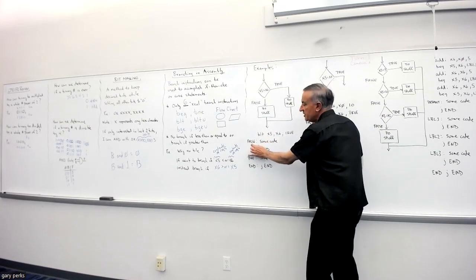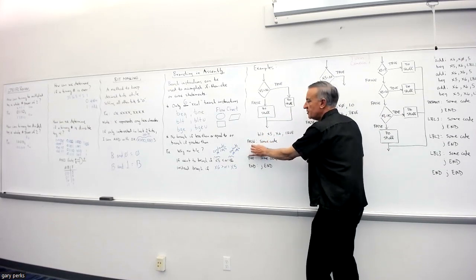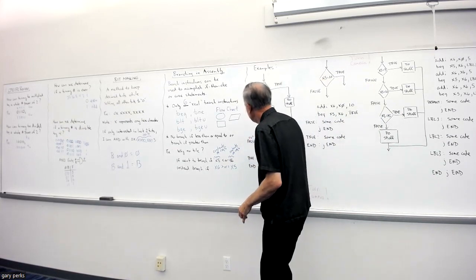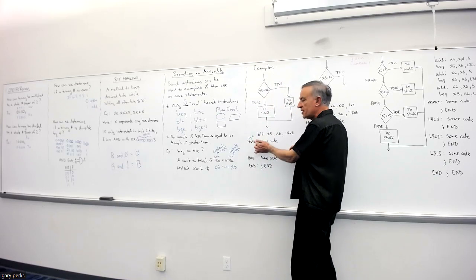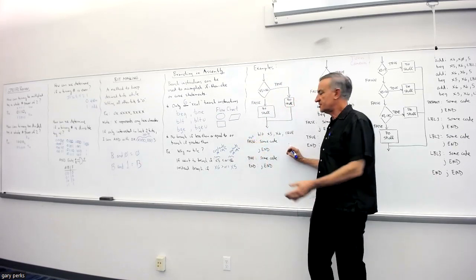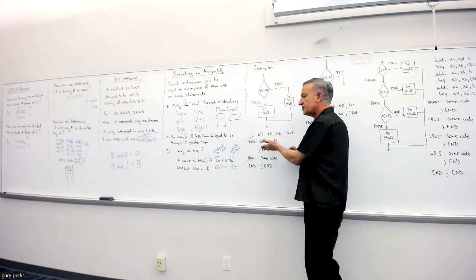Now notice I put a label here, a false label. That false label is optional. It's going to fall through whether that false label is there or not. But it's good to have it just for readability, to tell a person looking at it that it's going to go to this instruction if it's not true.